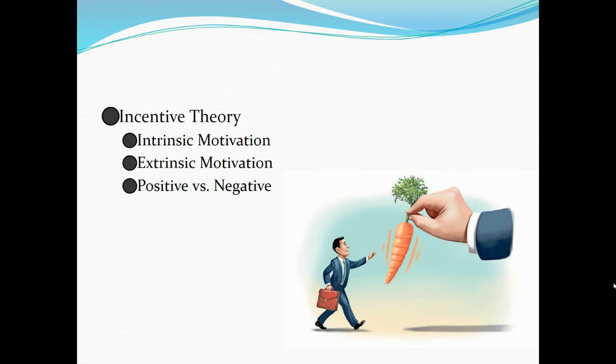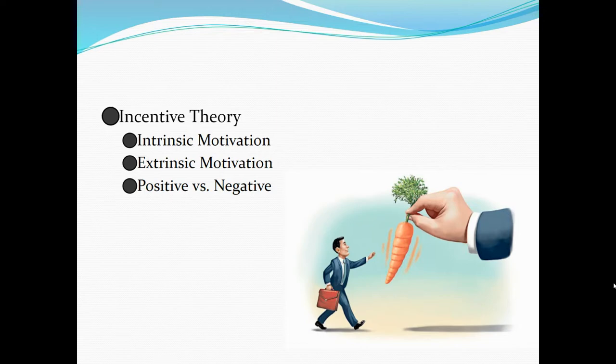But sometimes we're also looking for rewards. Sometimes we're also looking for things to make our life better, things that are outside of us. We would call that extrinsic motivation. And extrinsic motivation are rewards like money or praise or things like that. But again, both intrinsic and extrinsic motivation can be both positive and negative.